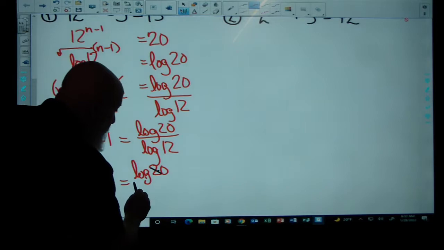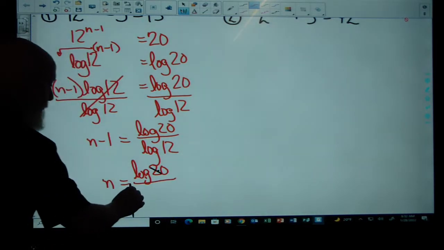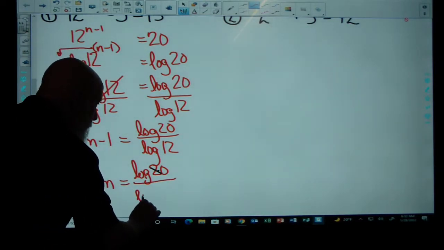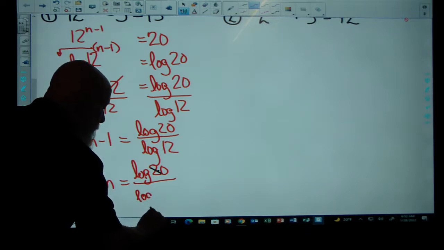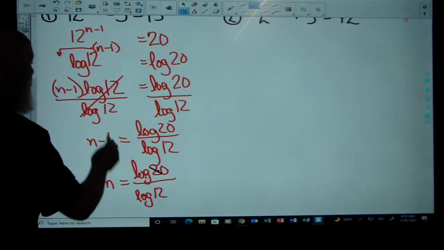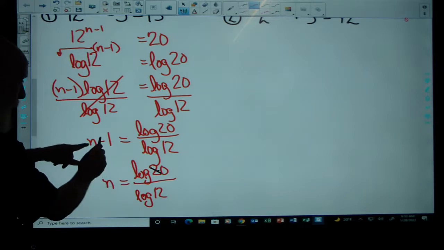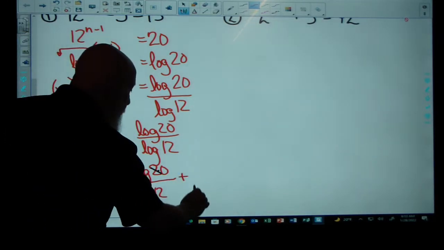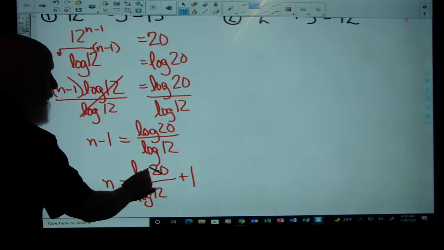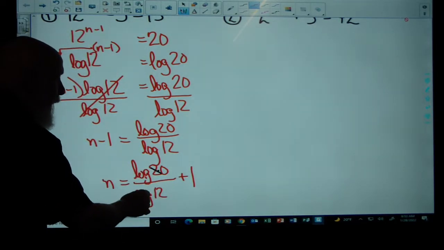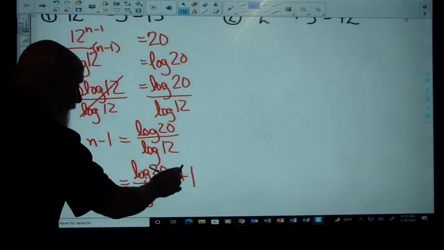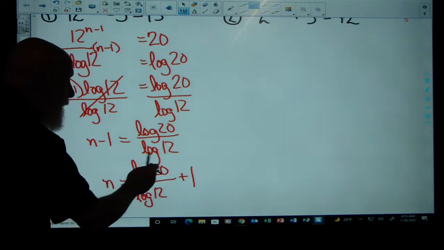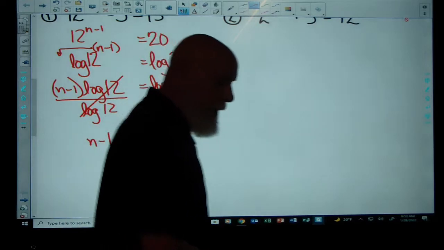That's log 20. My board is brand new and it's just giving me fits. Log 20 over log 12. And I added 1 to this side of the equation, so I got to add 1 over here. And we just enter this into our calculator. Go log 20 divided by log 12, and hit equals, and then say plus 1. And let's see what we get.